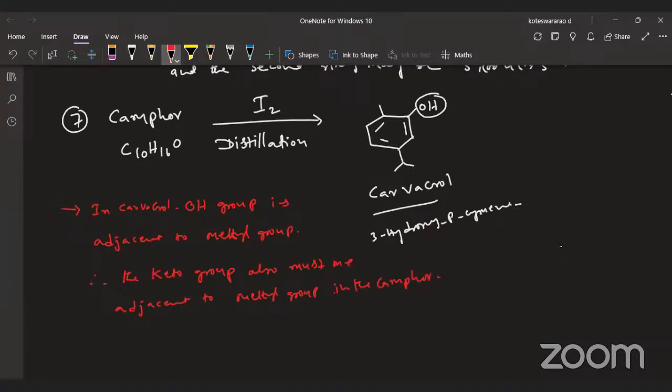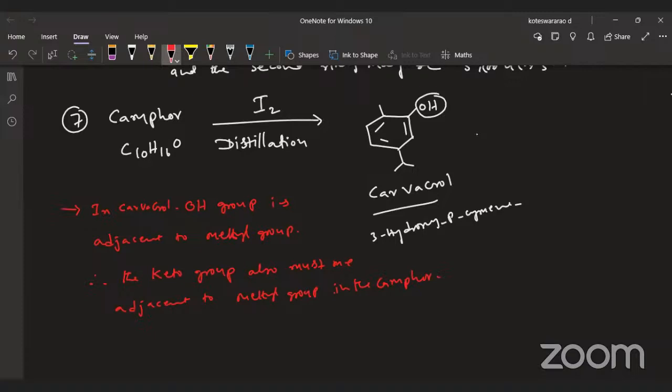It is not adjacent to the isopropyl group, and the same reaction also reveals that the saturated CH2 group is at the alpha position to the keto group. The alpha position CH2 is the reason for the formation of ketoxime. The ketoxime is due to the presence of an alpha CH2 group. That alpha CH2 is adjacent to the isopropyl group, not adjacent to the methyl group.